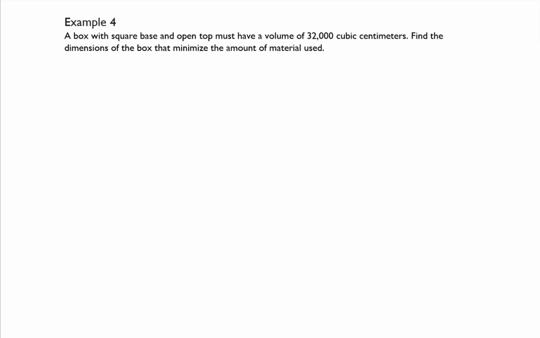Example 4 says a box with a square base and open top must have a volume of 32,000 cubic centimeters. Find the dimensions of the box that minimize the amount of material used.